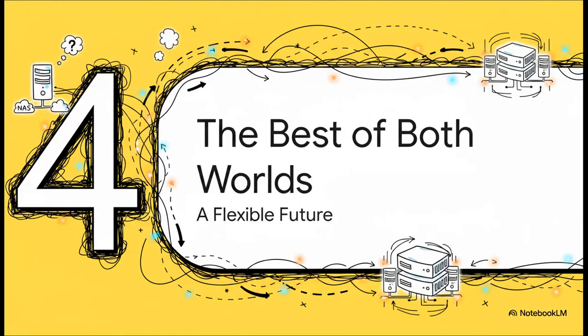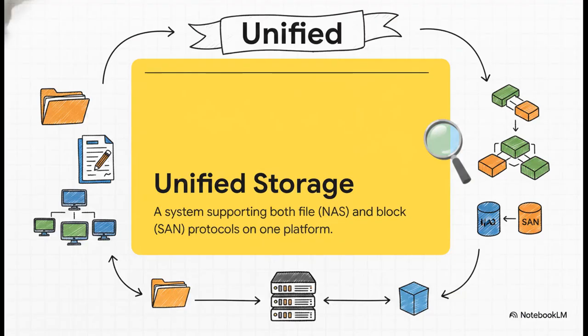So you're probably thinking, okay, but do I really have to pick just one? For a long time, yeah, the answer was pretty much yes. But today, the line between these two worlds is getting pretty blurry, which is creating a much more flexible future for how we store our data. And that more flexible future is called unified storage. This is a pretty brilliant evolution in the storage world. It's a single, modern system that can speak both languages. It can serve up whole files like a NAS for all your collaborative office stuff, and at the exact same time, it can provide that raw block-level access like a SAN for your high-performance database, all from one box.